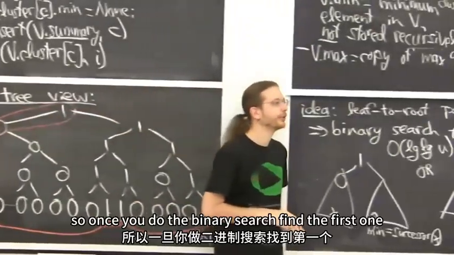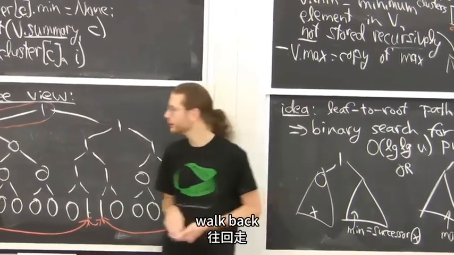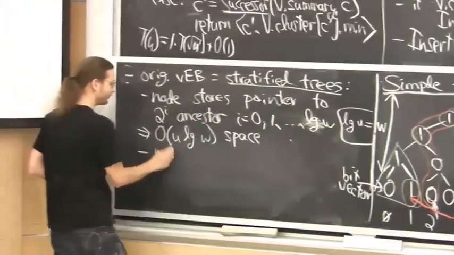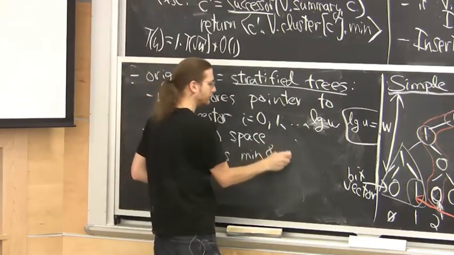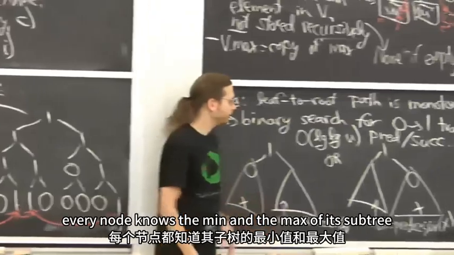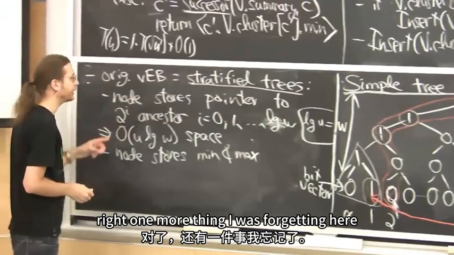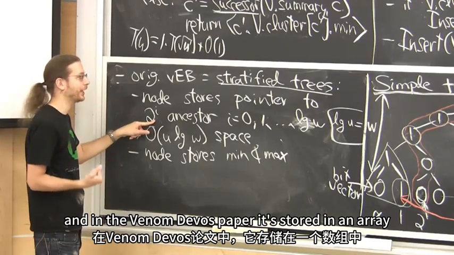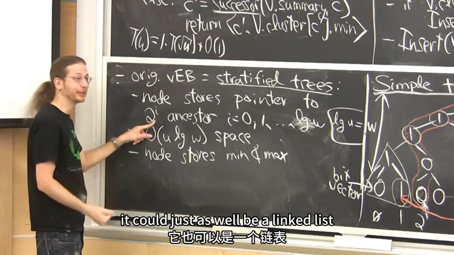Question: once you do the binary search and find the first one, how do you walk back down the tree? Oh, I didn't mention, but every node also stores min and max. So that lets me do the teleportation back down. Every node knows the min and the max of its subtree. Right, one more thing I was forgetting. When I say this is a lot of pointers to store, you can't store them all in one node. In the Van Emde Boas paper, it's stored in an array, but it doesn't really need to be an array. It could just as well be a linked list.